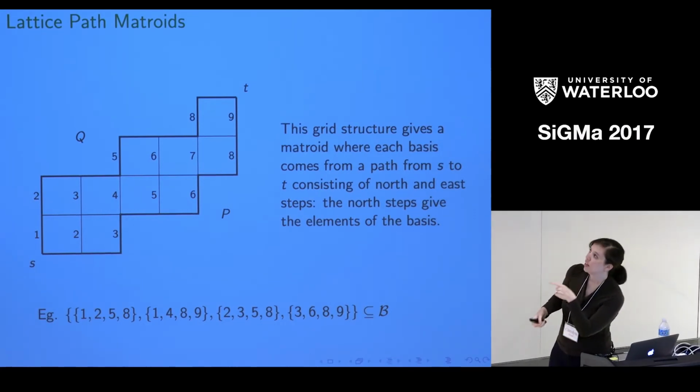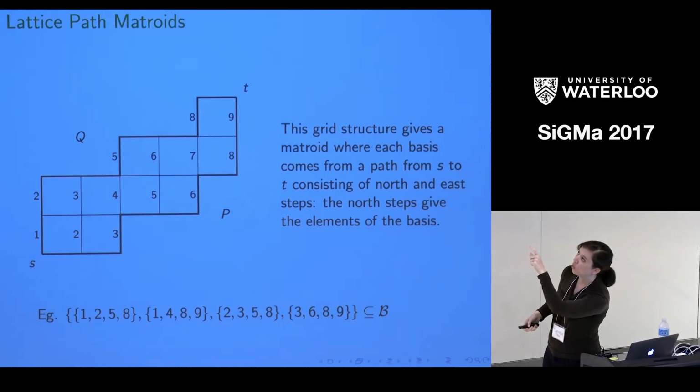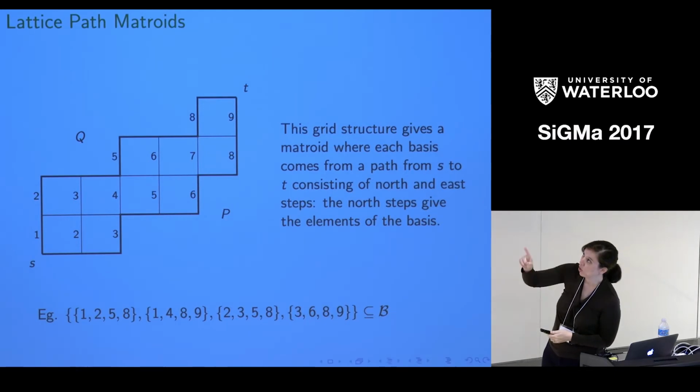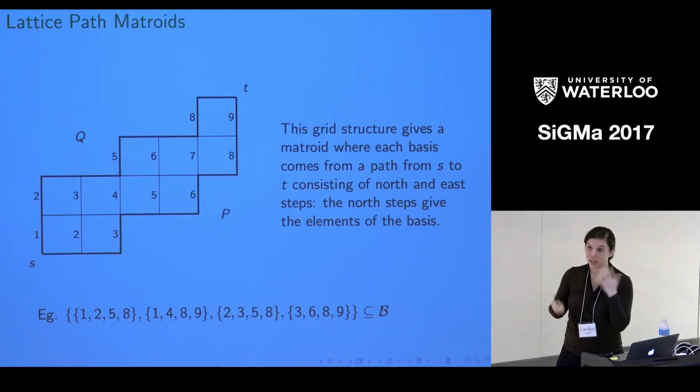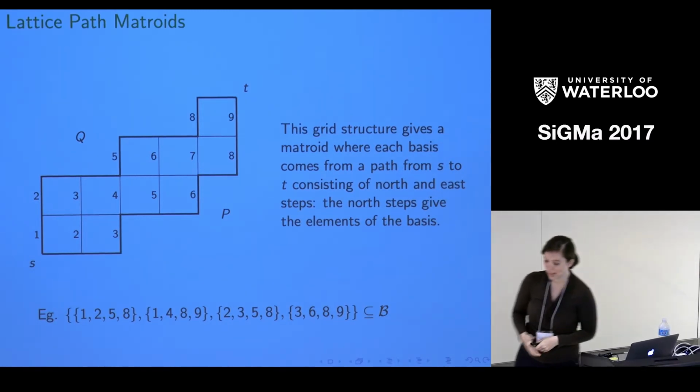For example, the set 1, 2, 5, 8 would be north, north, east, east, north, east, east, north, east. That will give you a basis in your matroid. These are a really nice class of matroids. You can characterize them with excluded minors, and Joe Bonin can tell you all about that.